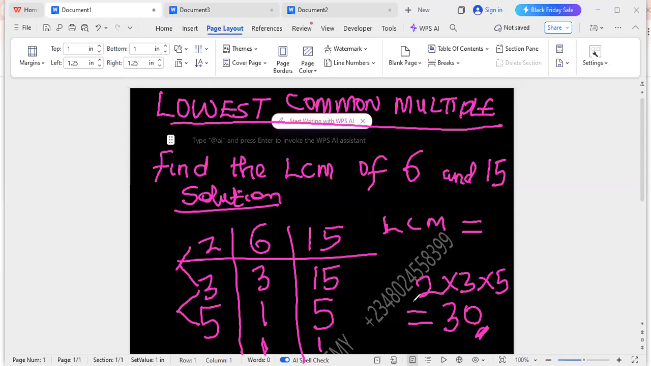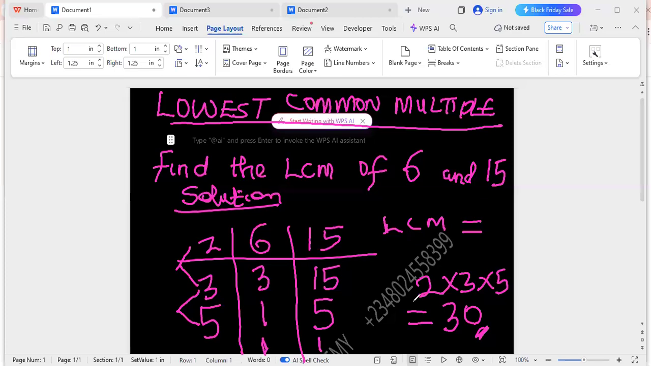So this method is used because it can be used for any set of numbers. If you are given 4 numbers, you can make use of this method. If you are given 2 numbers, you can make use of this method. If you are given 3 numbers, you can make use of this method. This method works for any form of number given, whether the numbers are small or large.